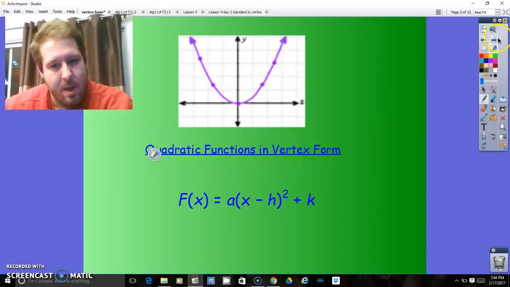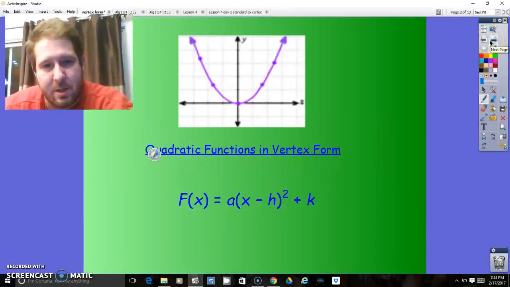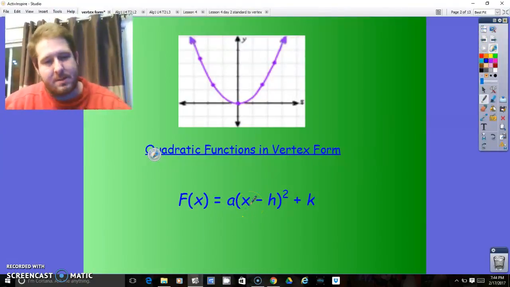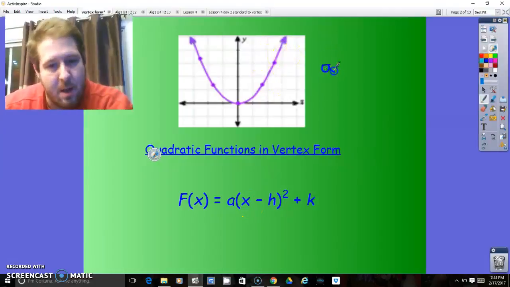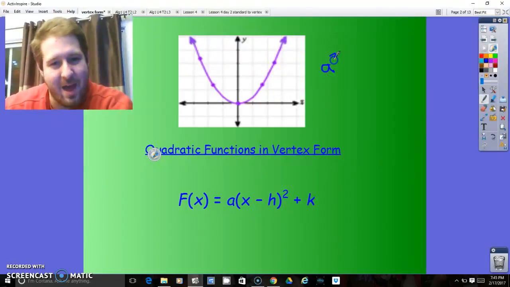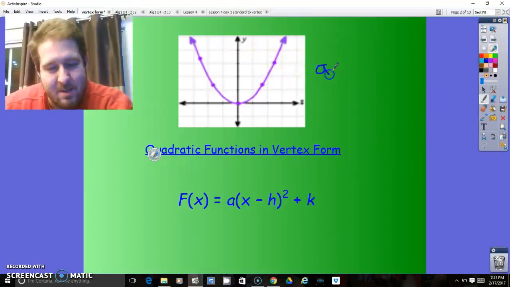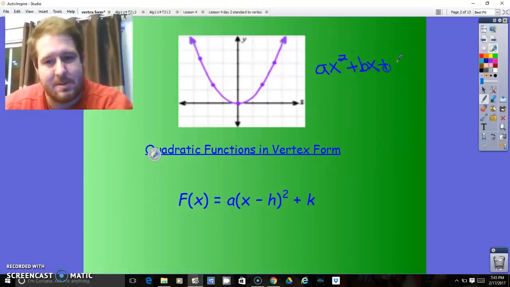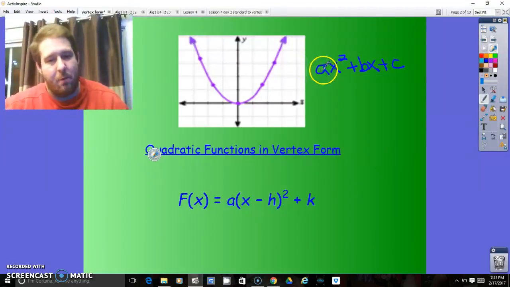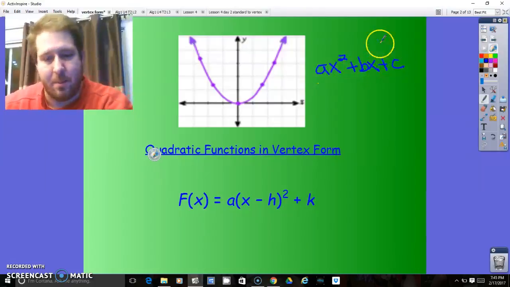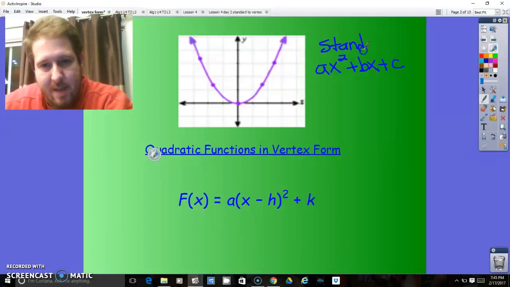Okay, so this lesson is basically an exploration lesson. This is vertex form, so we've already done standard form. Standard form of a quadratic equation is ax squared plus bx plus c. So a would always be the coefficient of the x squared, b would always be the coefficient of x, and c would always be the number by itself, otherwise known as the constant. So this is what we call standard form.